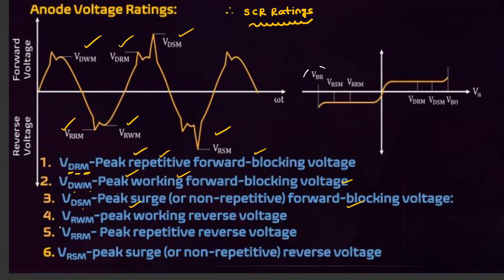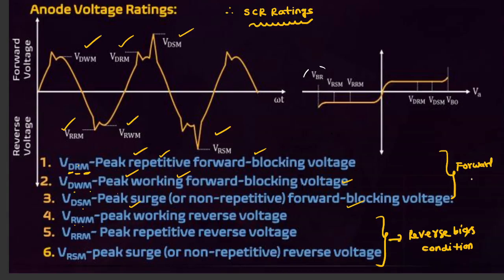VRWM, these 4, 5, 6 are in reverse case. In the reverse case, W indicates the working, R indicates the reverse. Here R indicates the repetitive, but this is the reverse voltage. These three voltages are for reverse bias condition, and these three voltages are for forward bias condition. That you have to remember. You have to concentrate on the names.